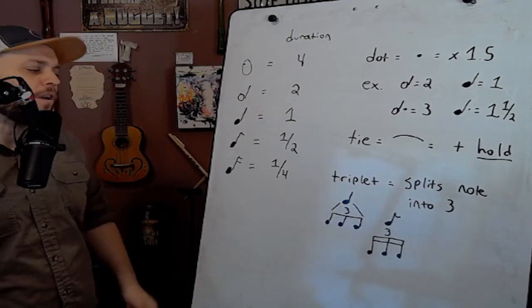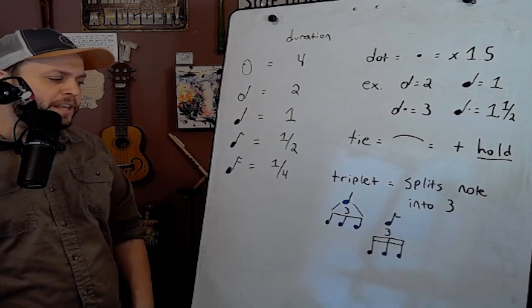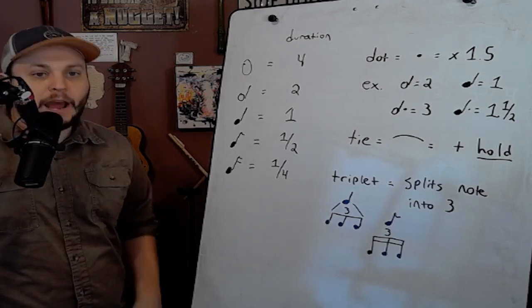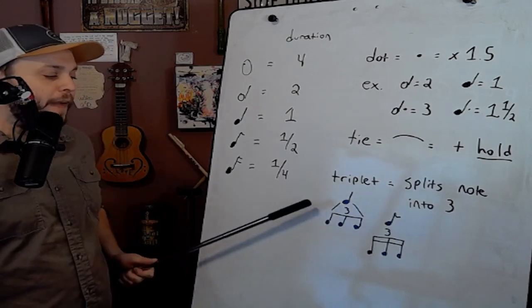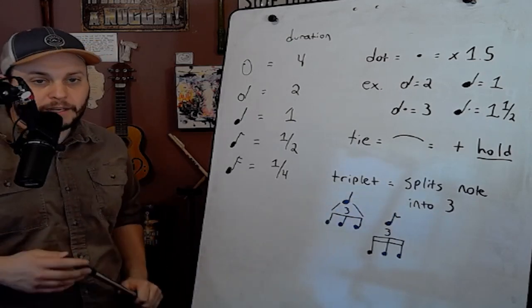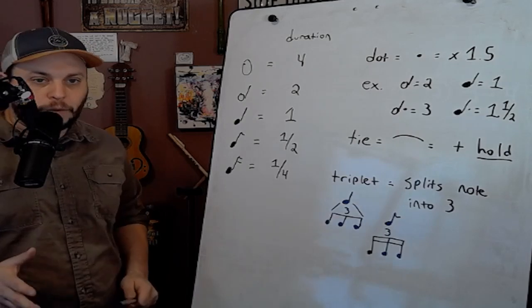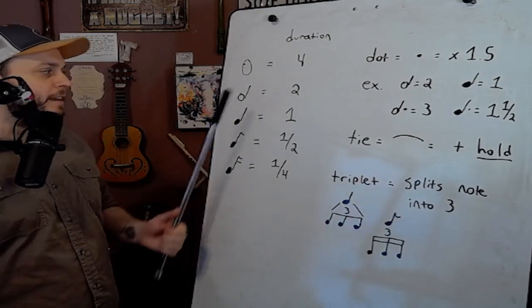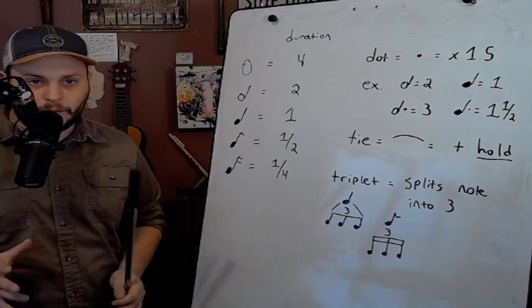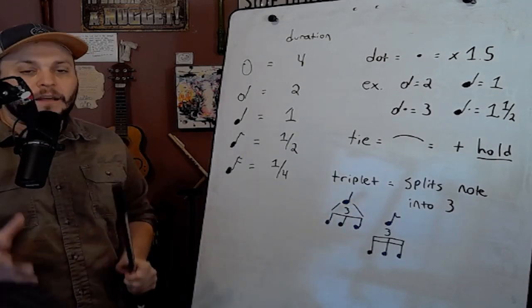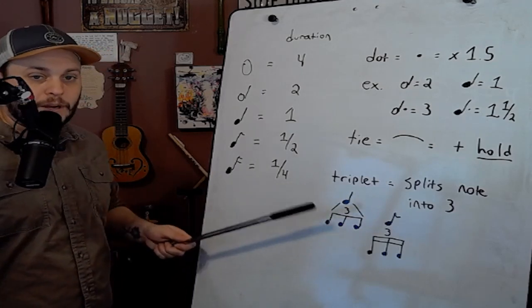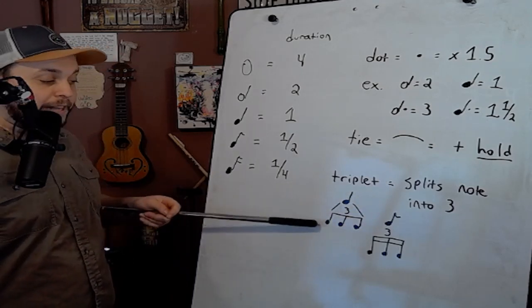Now, the final one that we'll cover today, and this might warrant a standalone video, is called a triplet. Here's one thing that a lot of music teachers, in my opinion, get wrong. What they'll tell you is it's one beat split three ways. And just like the dotted half note, they're not wrong about that. It is one beat split three ways. You can take a quarter note and split it three ways. And what that's called is an eighth note triplet.